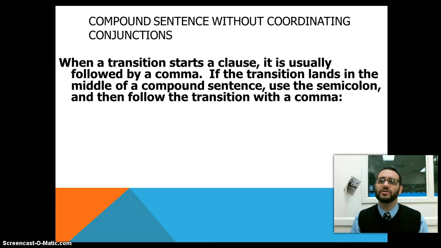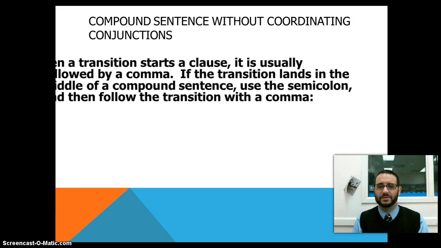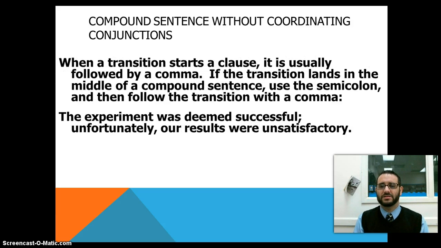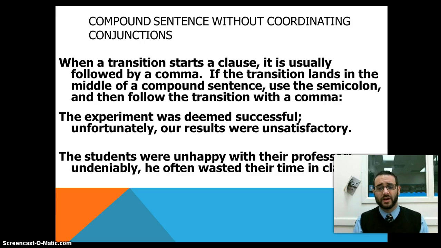Now, we can also use transition words with the semicolon. That might be the best use of the semicolon, is the transition words. If it lands in the middle of a compound sentence after the semicolon, then you need a comma. So for example: the experiment was deemed unsuccessful; unfortunately, our results were unsatisfactory. If you look at the sentence, you have your semicolon, then your transition word, unfortunately, and then a comma after that. Okay? The students were unhappy with the professor; undeniably, he often wasted their time in class. Again, semicolon, transition word, comma. Okay?